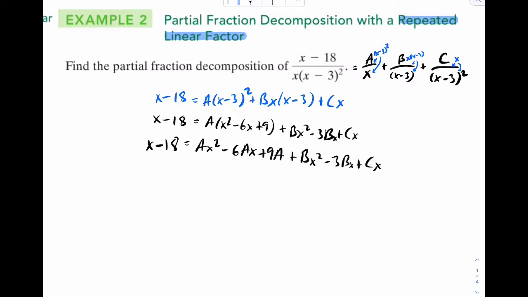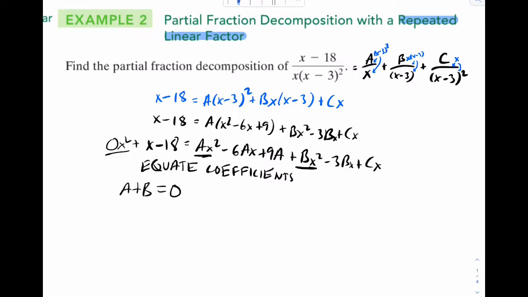And again, we're going to equate the coefficients. So that's the key here. Equate the coefficients. So look at your x squared terms first. Notice how there is no x squared term here. So think of that as plus 0x squared, which means A plus B must equal 0.